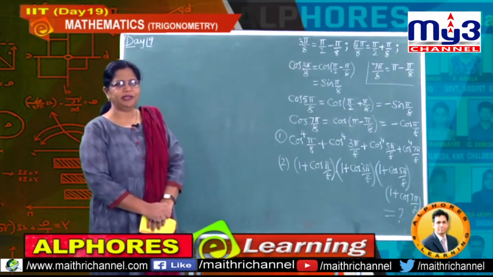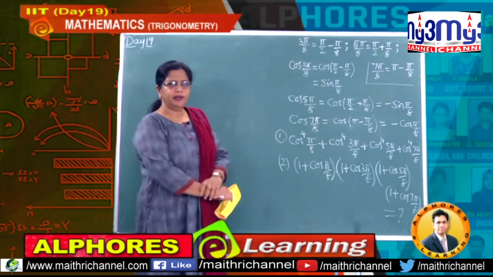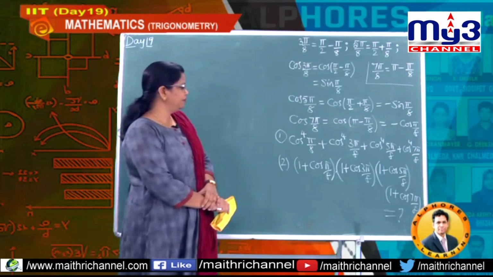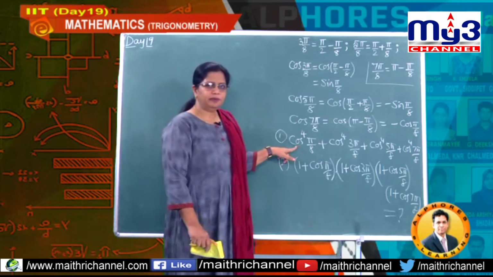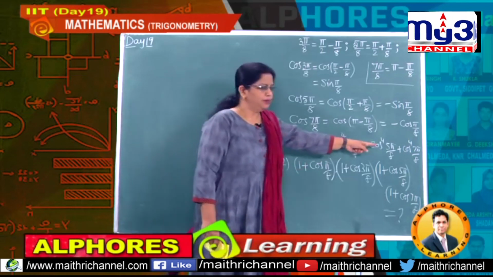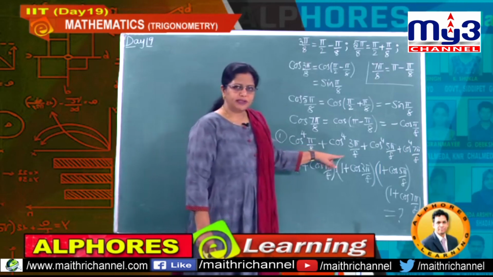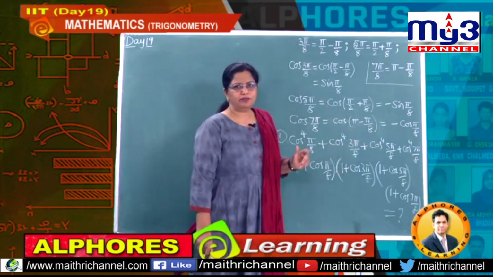Now we are in multiple and submultiple angles with problems, and these are the extension again. Yesterday we discussed a problem like sin power 4 pi by 8 plus sin power 4 3 pi by 8 etc., the total problem in terms of sin. Today we are going to discuss the same problem in terms of cos.